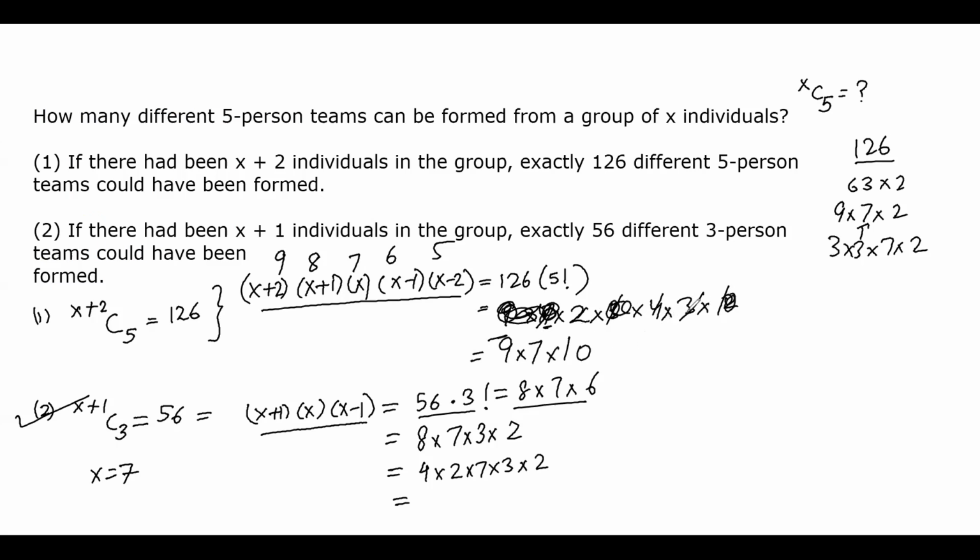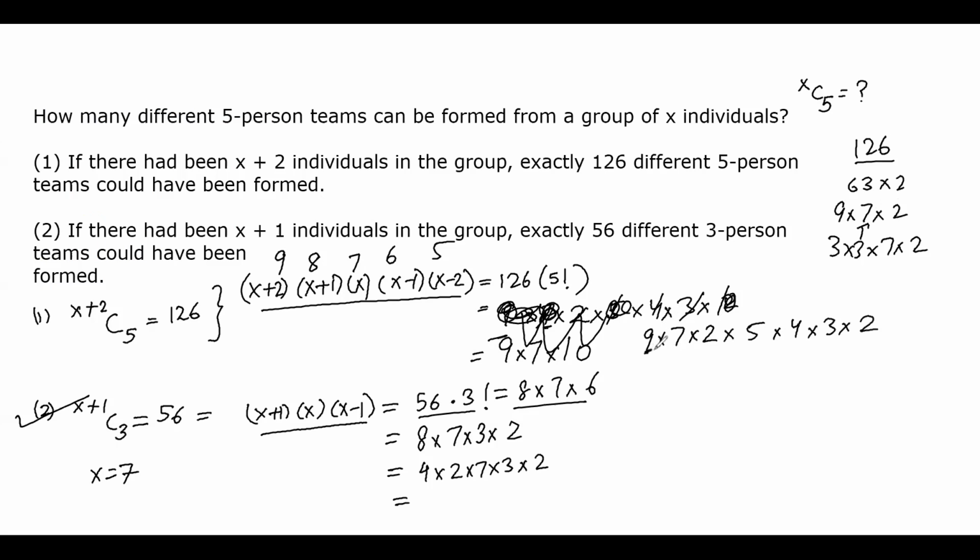Then I have a, oh, I think I made a small mistake here. So 126 is 9 into 7 into 2. So 9 into 7 into 2 into 5 factorial. 5, 4, 3, and 2.